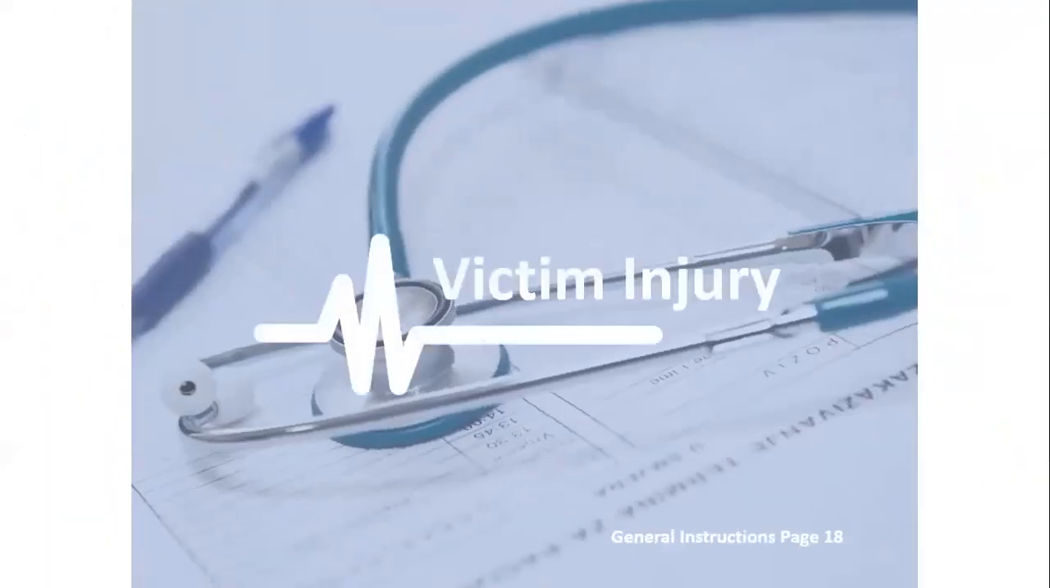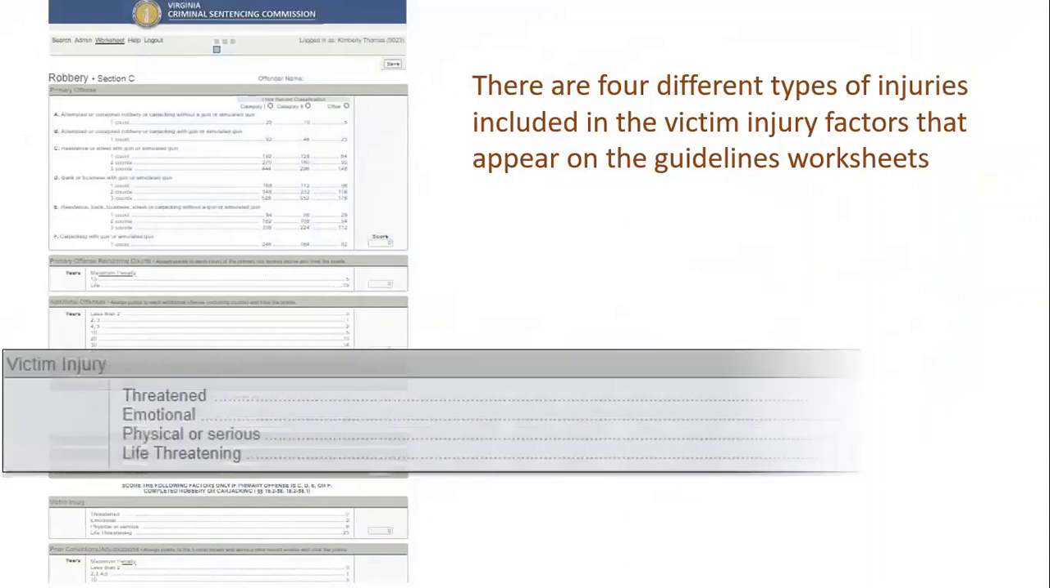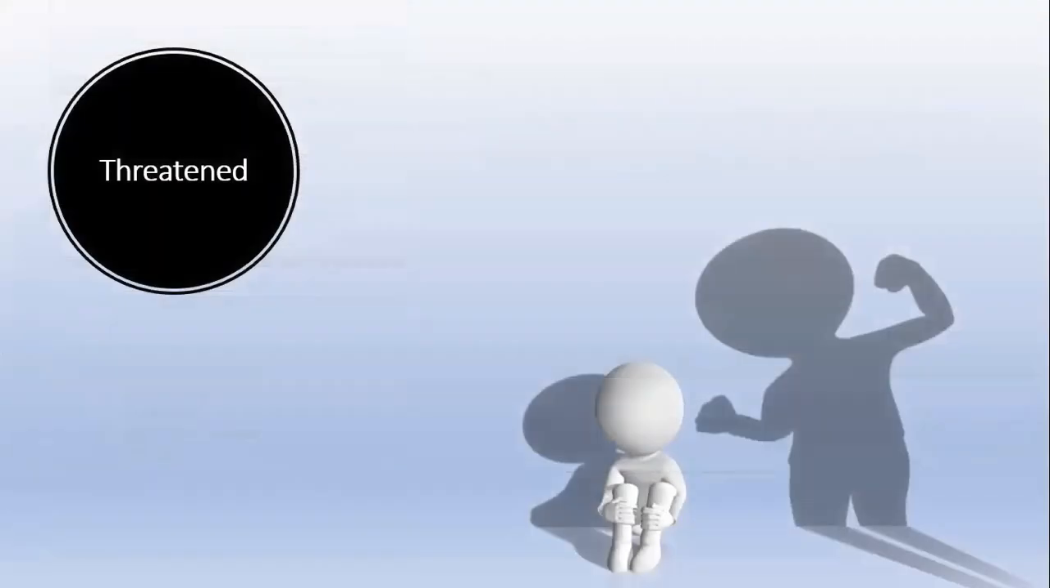In this segment, I'm going to give a brief overview of scoring the victim injury factor. Detailed instructions for scoring victim injury begin on page 18 of the General Instructions section of your Sentencing Guidelines Manual. There are 4 different types of injuries that you will find in the victim injury factors on the various guidelines worksheets. They range from threatened to emotional to physical or serious physical injury, all the way to life-threatening injury.